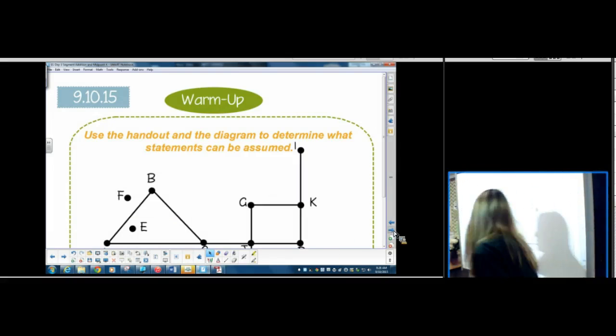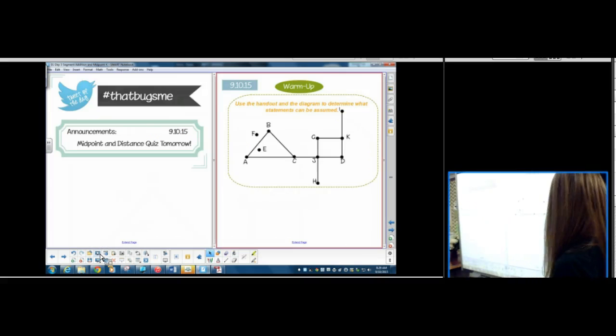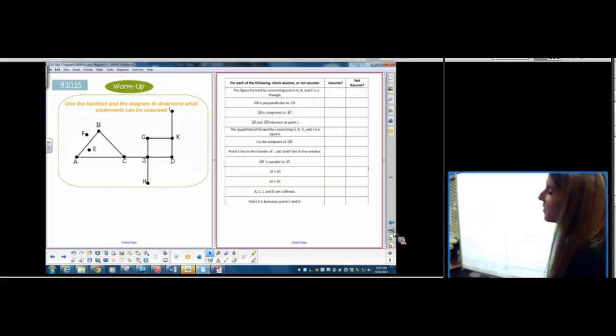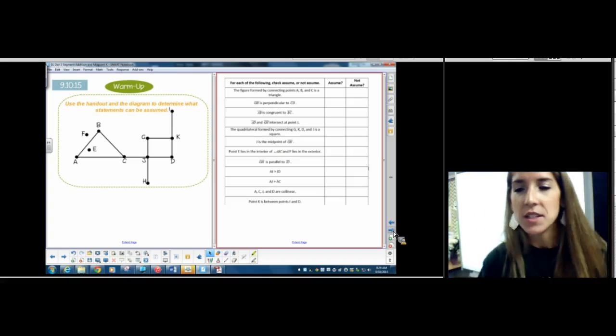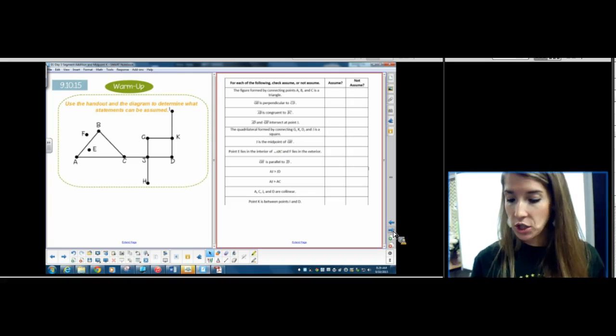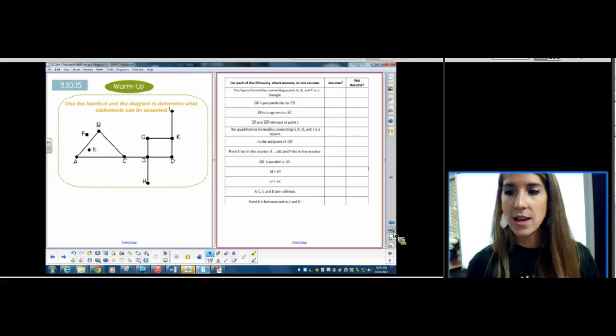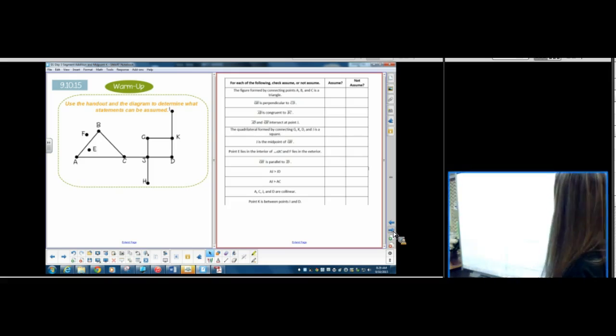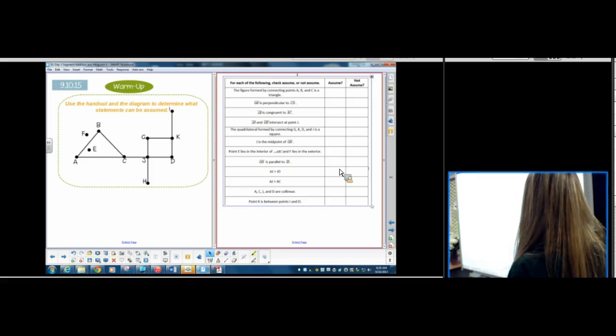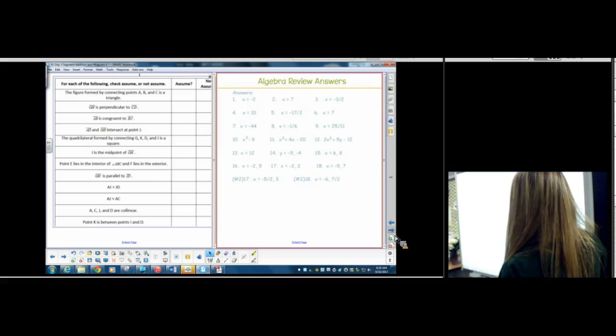So let's look at this. I'm going to give you a figure. It's kind of a crazy figure. I just made it up myself. So that's the figure, and I want you to use your page and decide what you can assume and not assume from that figure. We're going to do it together, because we don't have time for you to do it on your own and then come back and do it together. Oh, undo.